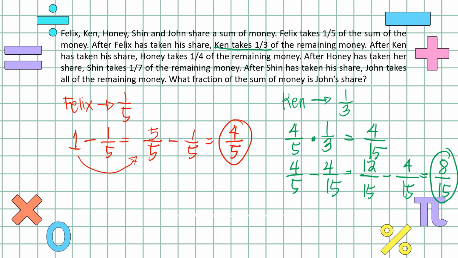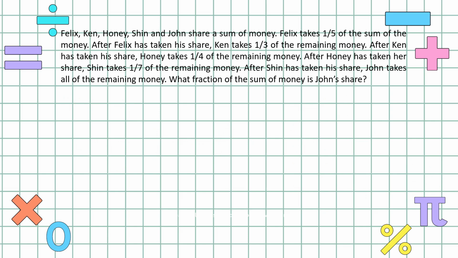Let's move to the next person. The next person who took her share was Hani. Hani took 1/4 of the remaining money. And again, our remaining money was 8/15 from our previous solution. So we get 1/4 of it. That's also the same as multiplying it by 1/4 to know the actual share taken by Hani.